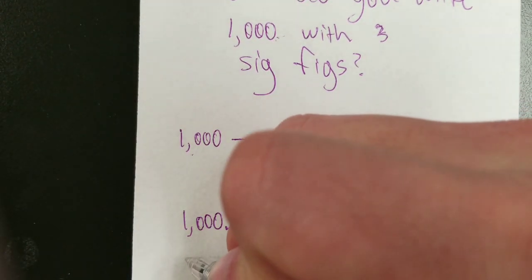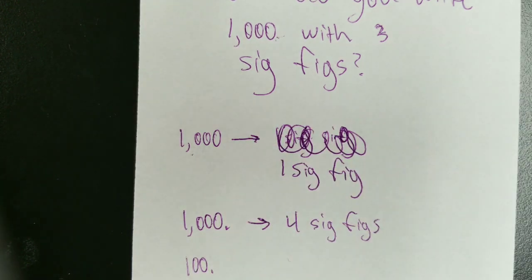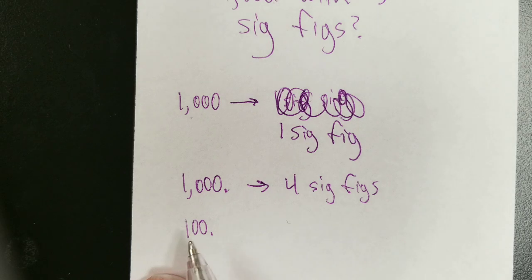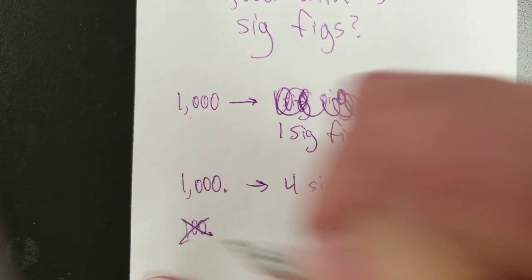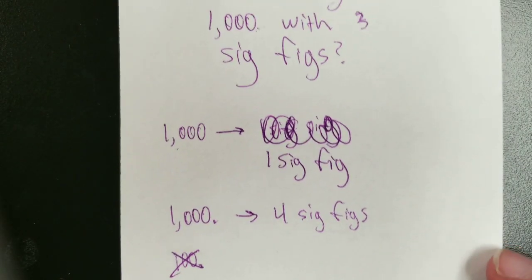Well, I suppose you could do this. That is 3 sig figs, but that's not 1,000 anymore, right? Imagine you had this much money in your bank account. The bank rounded it down to 100. That's not very nice. So that's not a way to get the 3 significant figures out of the number 1,000.